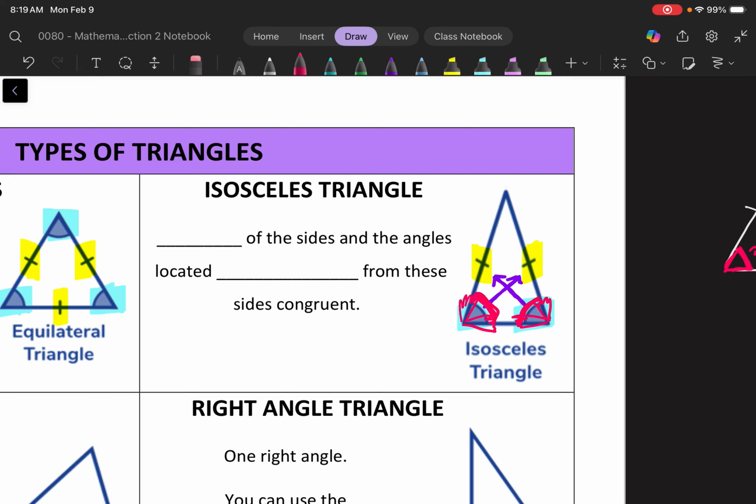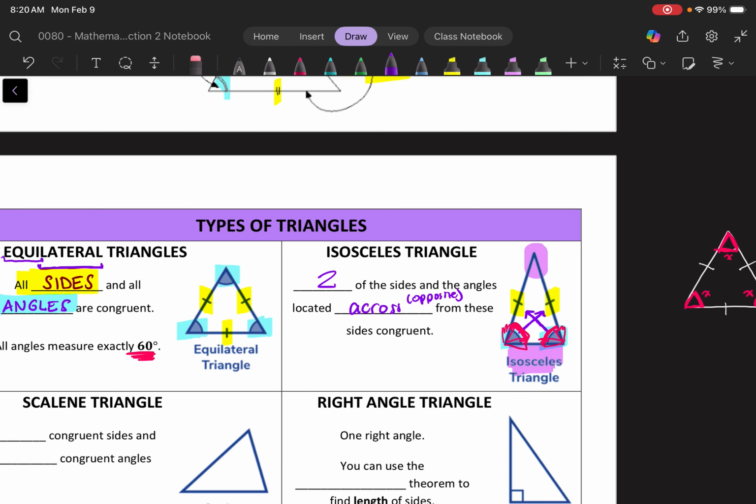So that's why when we take a look at an isosceles triangle, it's always the sides opposite the congruent angles that will be congruent. And you'll notice that the lone angle that's different will be opposite the lone side that's different as well. So it's going to say that two of the sides and the angles located across or opposite from these sides are going to be congruent.